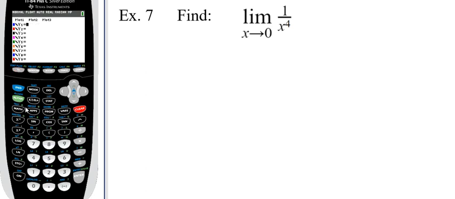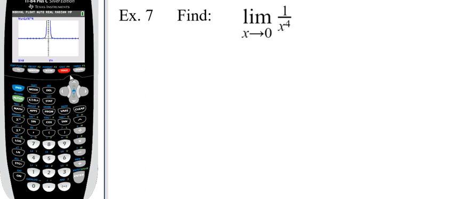Okay, so I'm going to type in here 1 divided by x, use my caret key, to the 4th power. And I'll graph that. Let's take a look at what this looks like. Ooh, that's kind of a cool graph. Haven't seen that a whole lot.